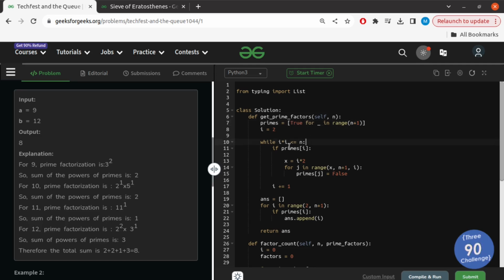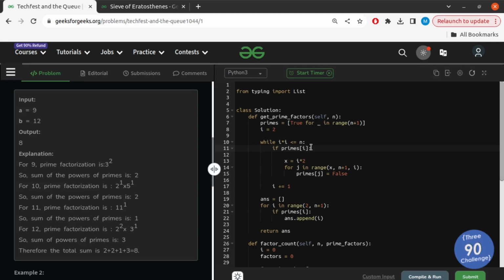Now this is basically i into i is less than or equal to n. Since we want to compute the primes here, remember the prime will exist till the square root of n, and this is the other way of writing it. So the square of i is less than or equal to n. Now if it is true for now, then we have to investigate whether it should be true or not, and all the multiples of i we have to set to false, right?